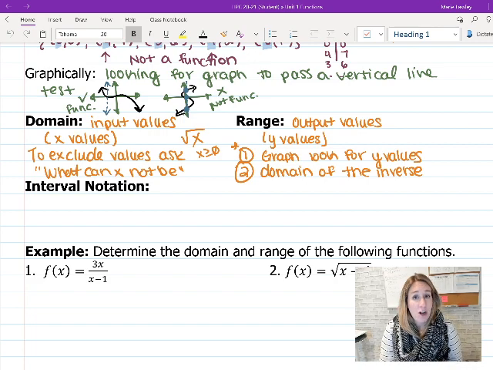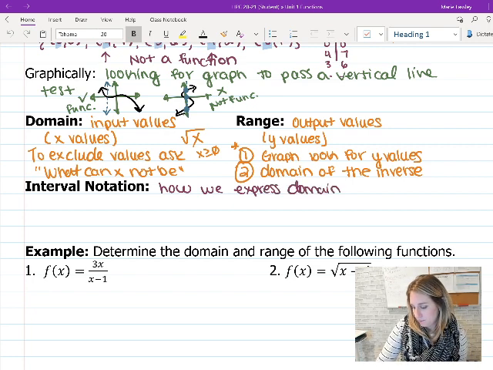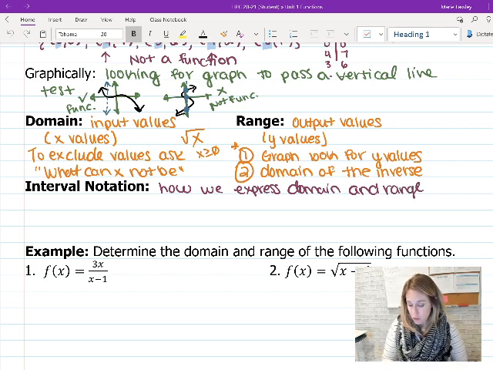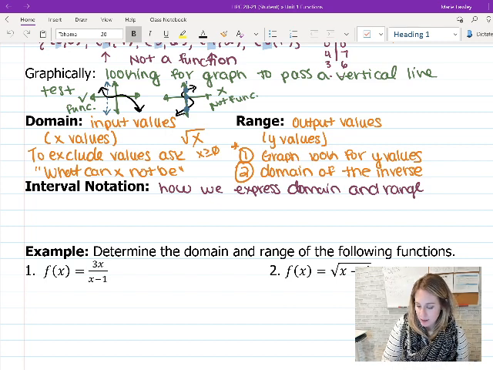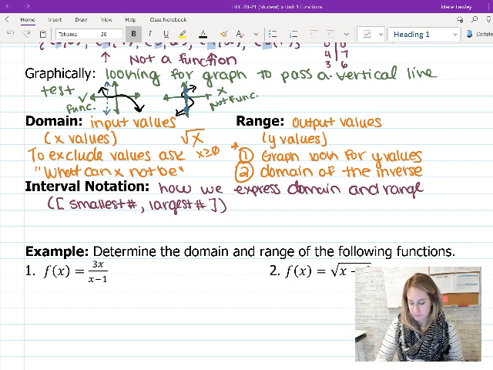We talked about this also. This is how we are going to write domain and range in this class, by using interval notation. So how we express domain and range: it's always going to be either a parenthesis or a bracket, smallest number, comma, largest number, and then either a parenthesis or a bracket.